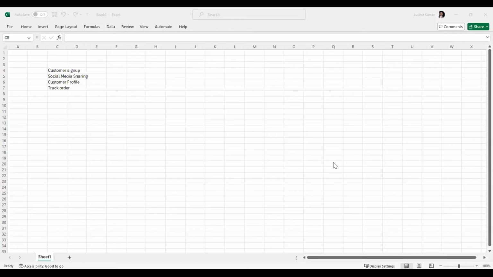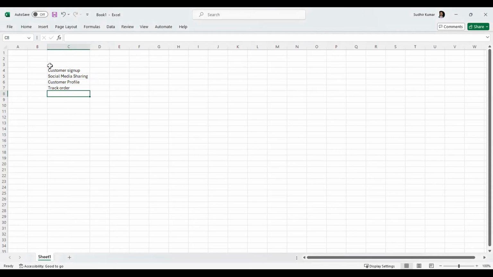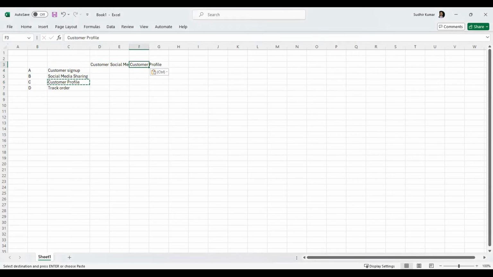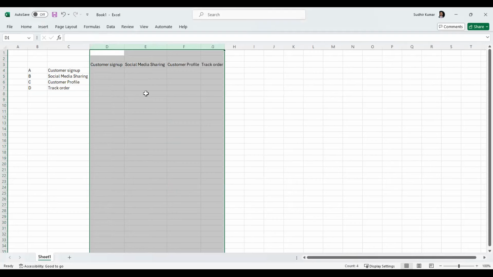So I started sharing. Just put A, B, C, D along this. What were the headings, guys? Just the top heading would be product backlog. Now, see, these are product backlog items: customer sign up, social media sharing, and so on. You can just copy them horizontally also. Just expand the cells.